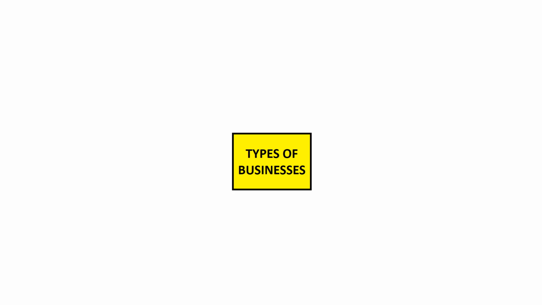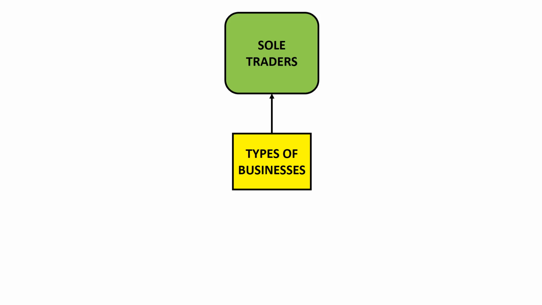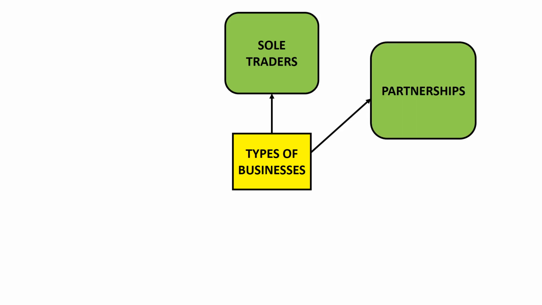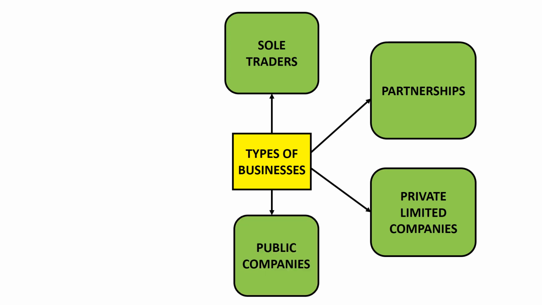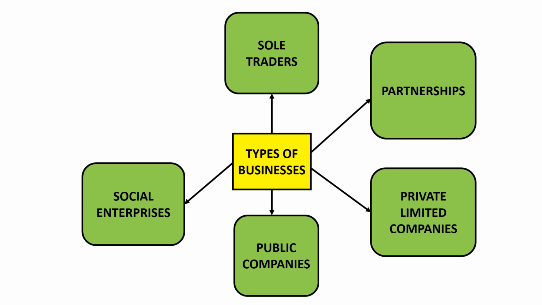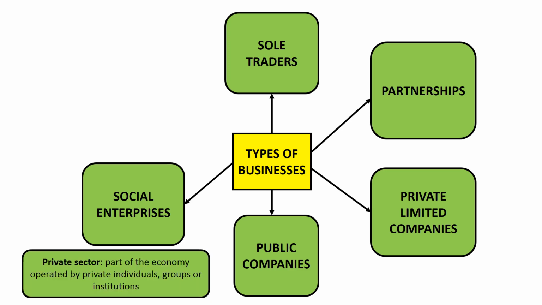There are 6 types of businesses that you need to be familiar with. These are firstly, sole traders, secondly, partnerships, thirdly, private limited companies, fourthly, public companies, and fifthly, social enterprises. All of these types of businesses are found in the private sector. The private sector is that part of the economy that is operated by private individuals, private groups, or private institutions. So all of these businesses are owned by private individuals, private groups, or private institutions.